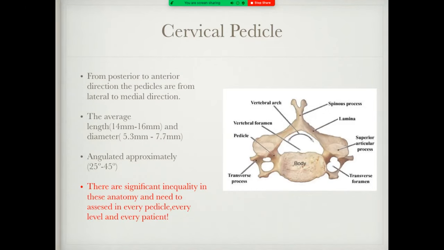So the preoperative study of the radiology is very, very important. Selection of the screws, the length and also the diameter, is very important, because the pedicle diameter differs, and also the angulation. The angulation usually is about 25 degrees to 45 degrees. So you should be very careful. It is a bit challenging, but there are easy ways to do that.